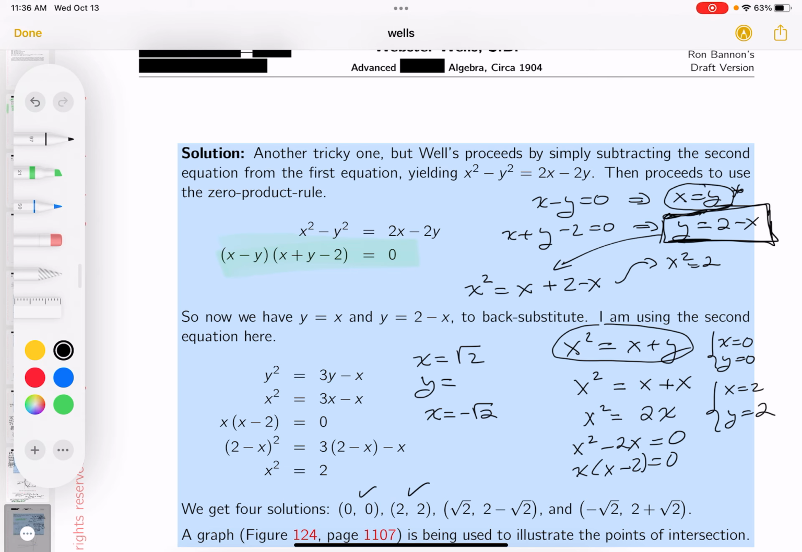So what do you get? 2 minus root 2. Over here, what do you get for y? By the way, that's a solution. We'll look at it later. The other one's going to be y equals 2 minus root 2, which is 2 plus root 2. I'm seeing those answers here: root 2, 2 minus root 2, minus root 2, and 2 plus root 2.